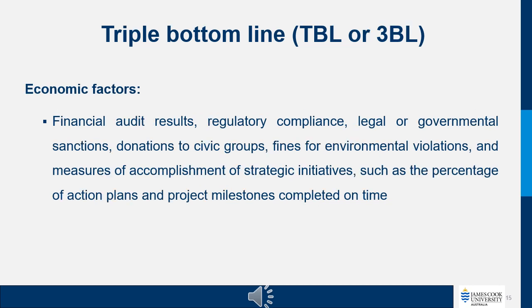So the third factor is economic. This dimension focuses on the financial performance and economic viability of the organization or project. It includes traditional financial indicators such as revenue, profit, and return on investment, as well as broader economic factors such as job creation, economic growth, and value creation for stakeholders. The aim is to ensure economic sustainability and long-term viability while considering the impact on the environment and society.